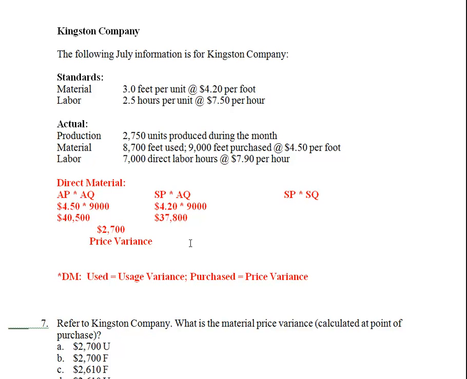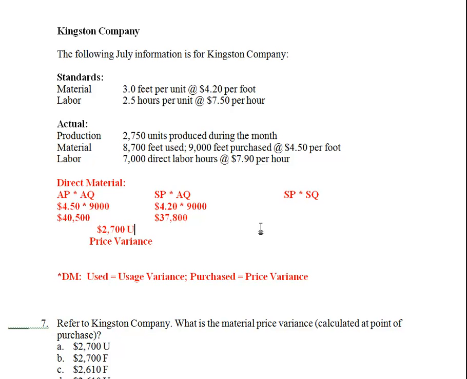and we have to say whether it's favorable or unfavorable. We're focusing on the prices. We thought we'd pay $4.20 for the material. We actually had to pay $4.50 for the material. We had to pay more, so that means it's an unfavorable variance. Now, maybe we had to pay more because we bought a higher quality. We don't really know. That could be a potential reason, but nonetheless, it gives us an unfavorable price variance.